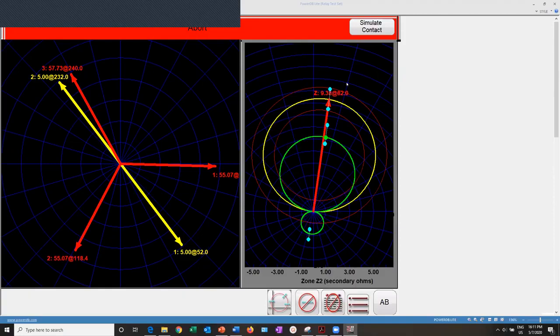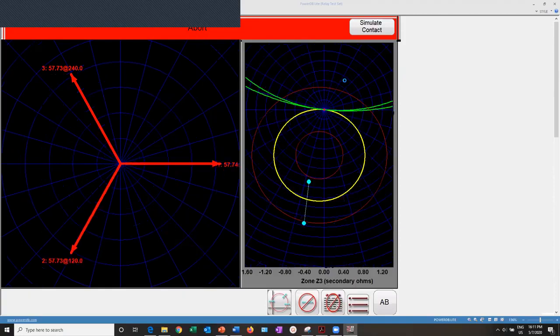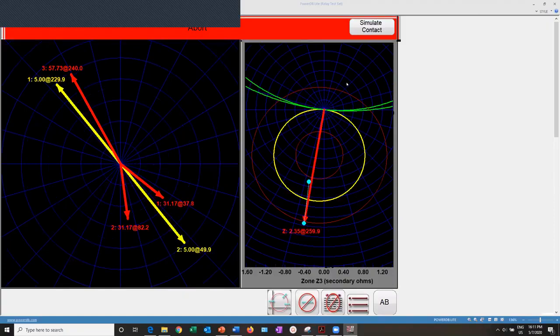Sometimes you get a little bit of inaccuracy because of the size of the step that you're using. And now I'm testing zone 3. We had a trip on zone 1, we had a trip on zone 2, and now we can do the trip on zone 3. I selected this type of line, but I could have clicked here and here, and I would be selecting a different, let's say, direction of the fault.